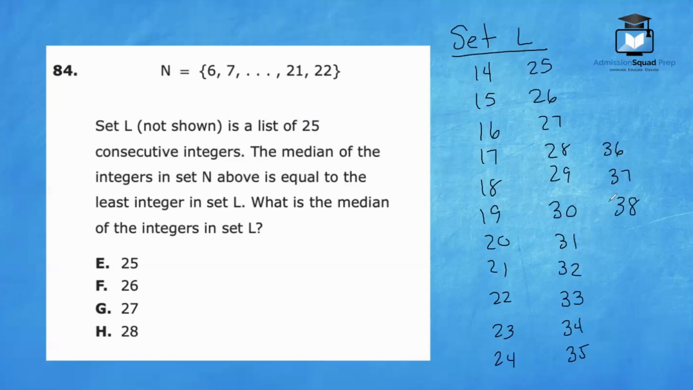Since there are 25 numbers in total, we know that the 13th number is going to be the median. So let's count: 1, 2, 3, 4, 5, 6, 7, 8, 9, 10, 11, 12, 13. The 13th number for set L is going to be 26. So F is the correct answer.